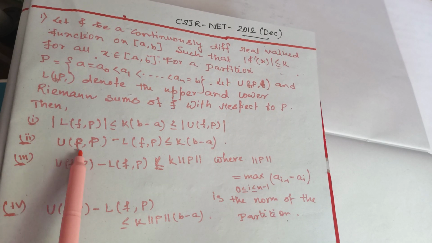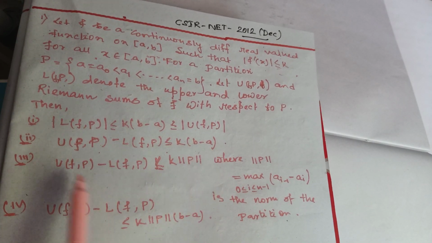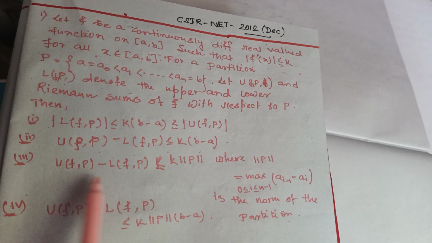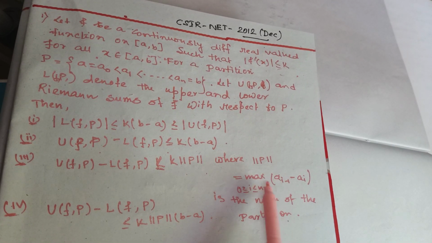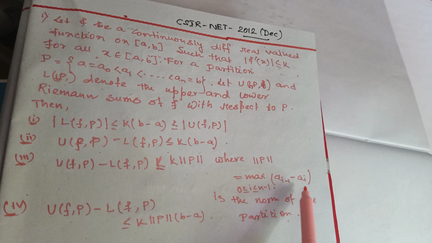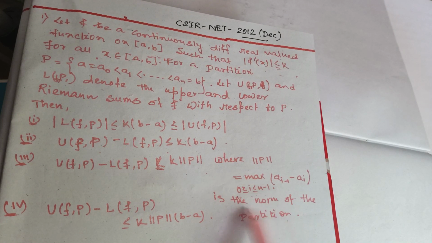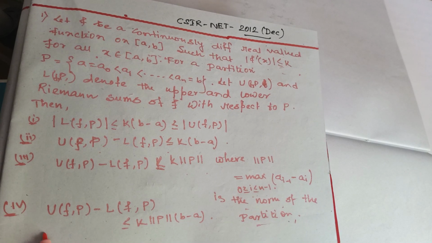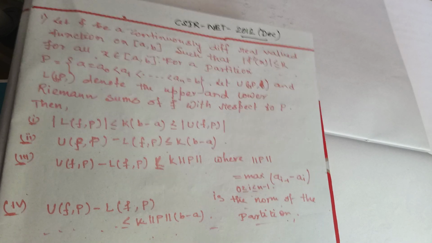The second option says that U(f,P) minus L(f,P) is less than or equal to K(b - a). The third option says that U(f,P) minus L(f,P) is less than or equal to K times the norm of P, where the norm of P equals the maximum of a_i minus a_(i-1), for i from 1 to n, is the norm of the partition. And the fourth option says that U(f,P) minus L(f,P) is less than or equal to K times the norm of P times (b - a).